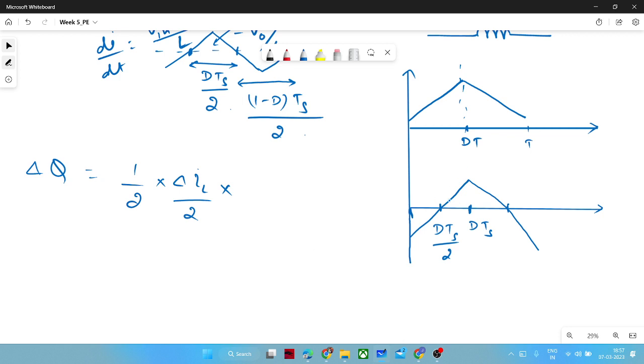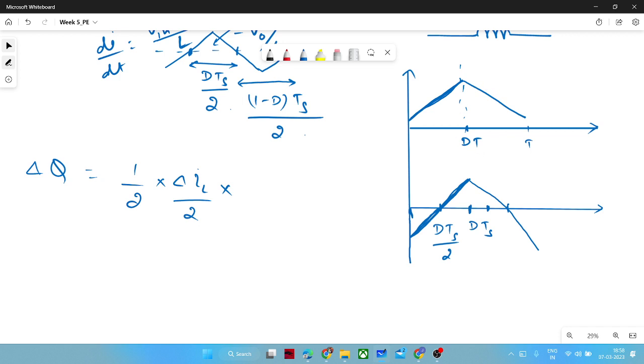Sir, this is true when both slopes are the same. If the slope is different, then it cannot be DTS by 2. No, see, this slope and this slope both will be the same, you agree? Yeah. I'm talking about the falling side. Now we will focus on the falling side. If you find any discrepancy now, then we can discuss it further.